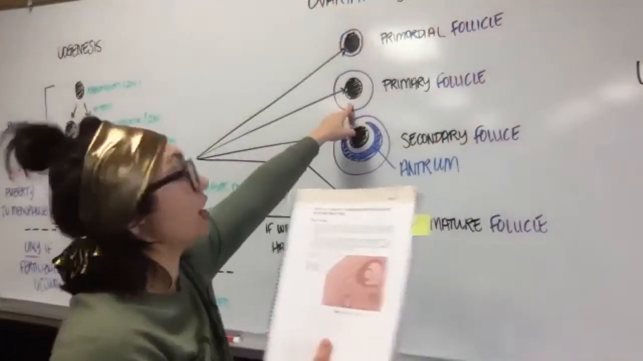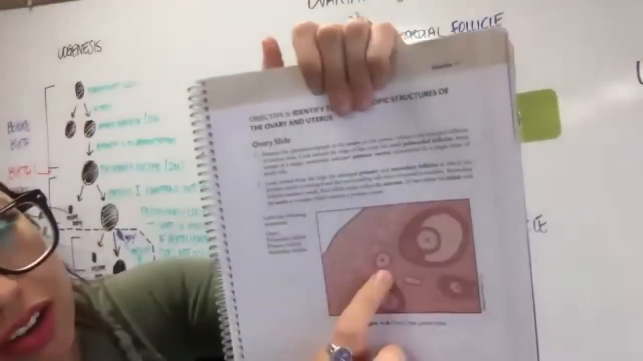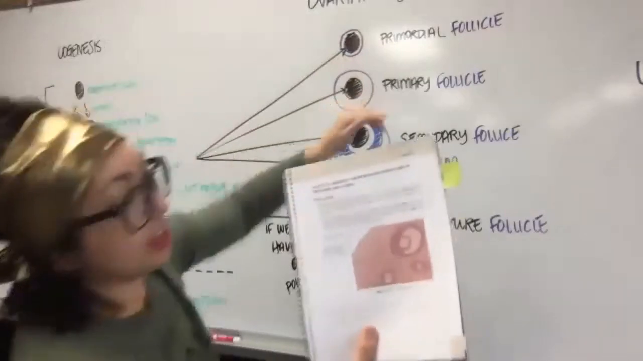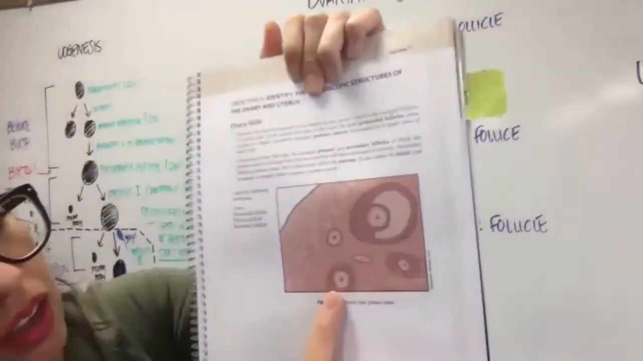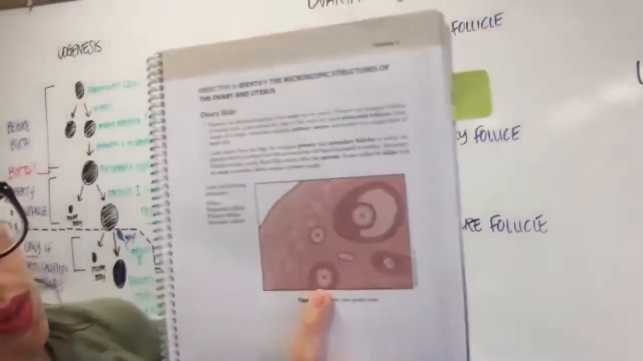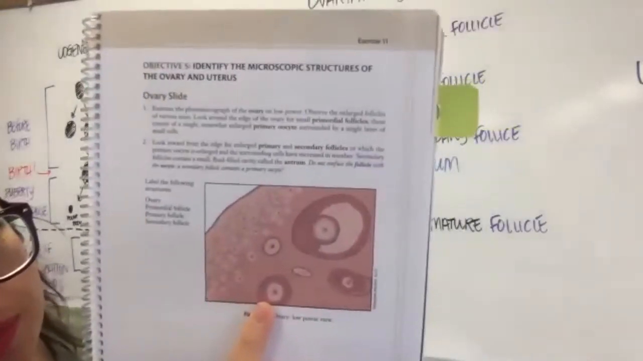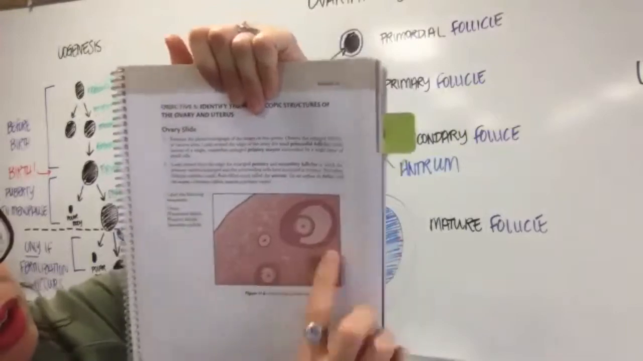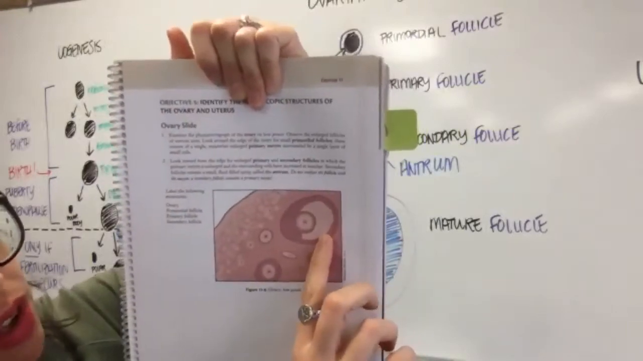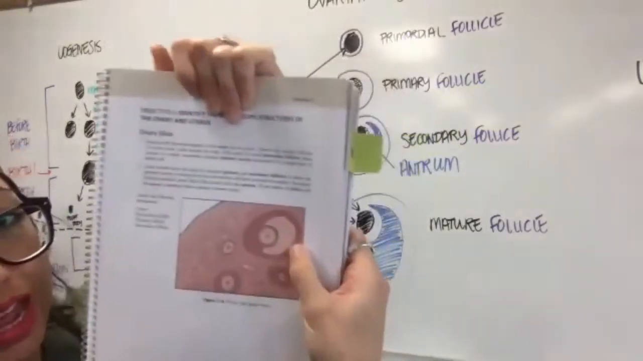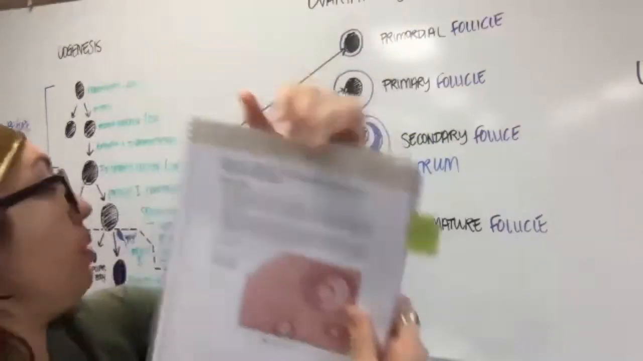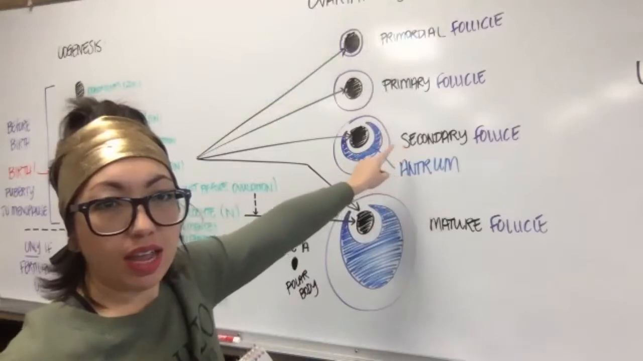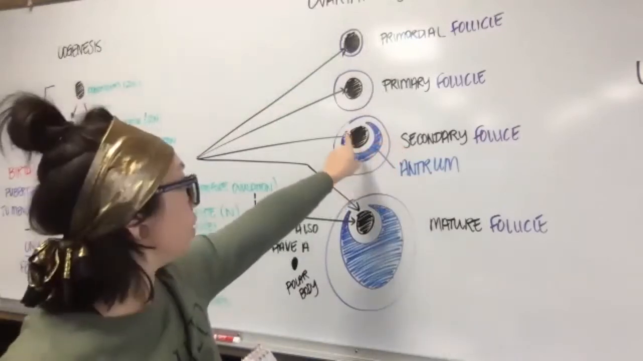Okay, so this one right here is basically kind of the in-between, and then this would be a primary follicle right here, which means this one right here would be a secondary follicle. And we know that to be true because secondary follicles have that antrum right here.